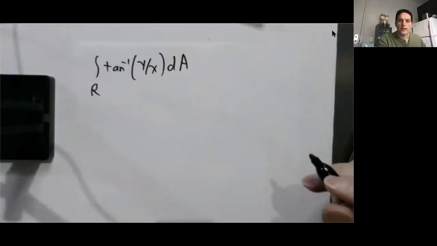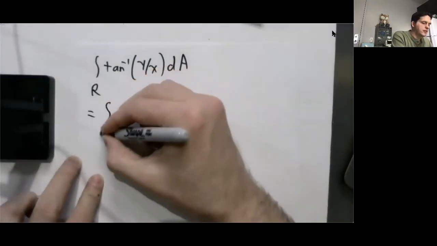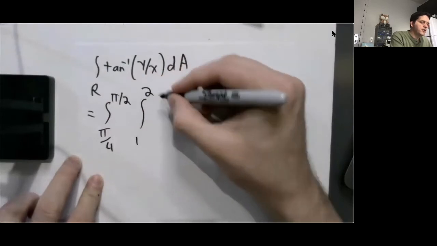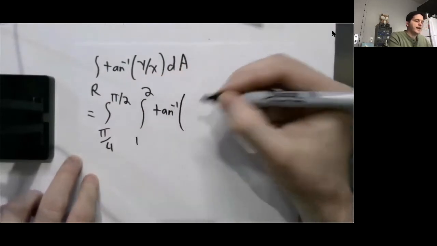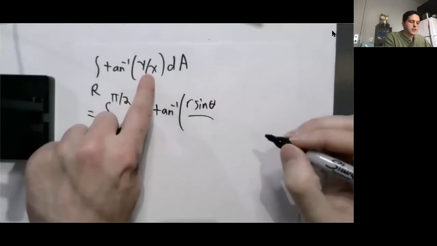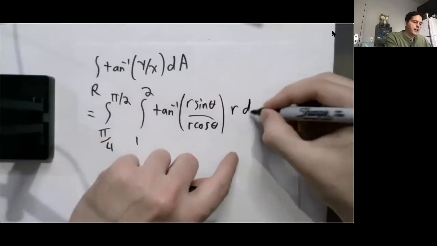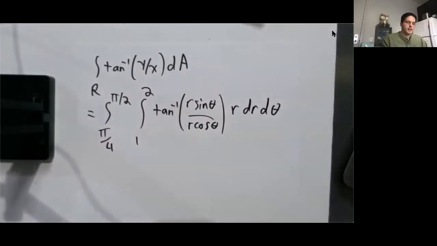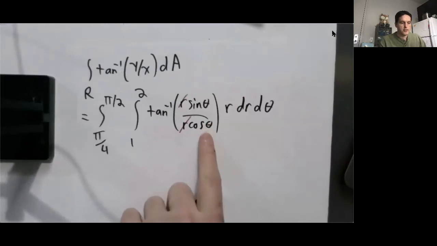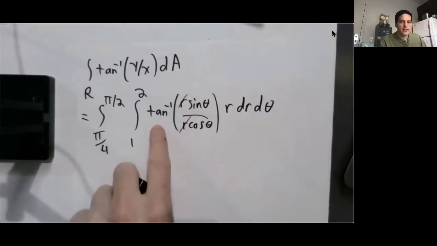So let's use our formula for integration using polar coordinates to evaluate this integral. According to that formula, this is equal to the integral from pi over 4 to pi over 2 of the integral from 1 to 2 of tangent inverse. Now y is going to get replaced with r sine theta, and x is going to get replaced with r cosine theta. And then we're going to have r dr d theta. Notice that the r's cancel out here, and we're left with sine of theta over cosine of theta, which is just tangent of theta. And then here we have inverse tangent.